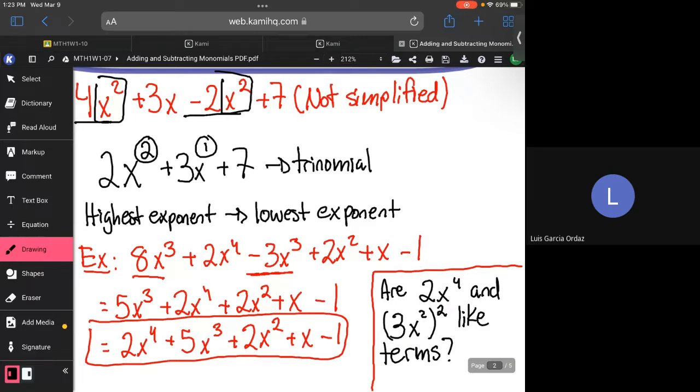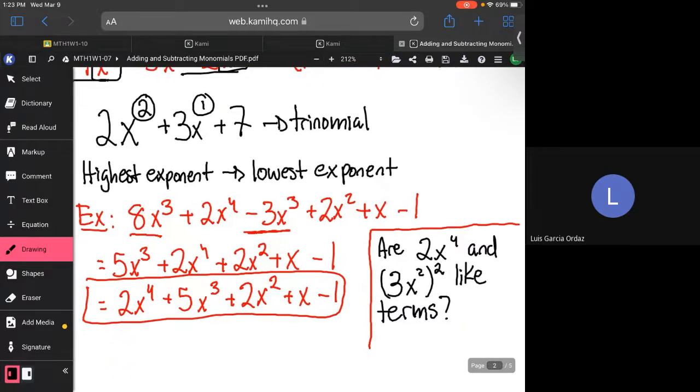So are 2x to the 4 and 3x squared to the power of 2 like terms? You can practice your exponent laws right now. Danica? Yes? Can you tell me why? Think about your exponent laws. What law am I using here? When you have an exponent inside the bracket and then outside the bracket.